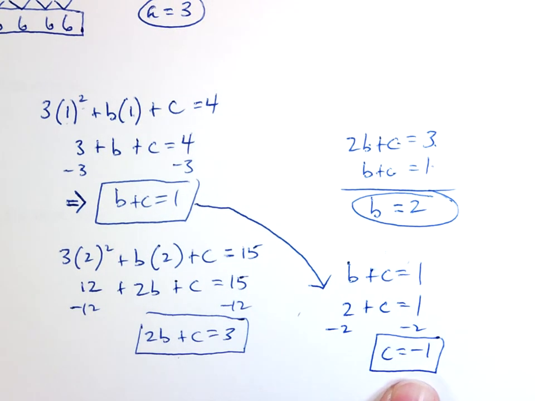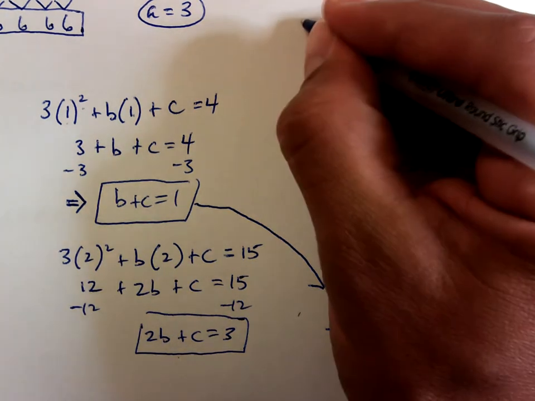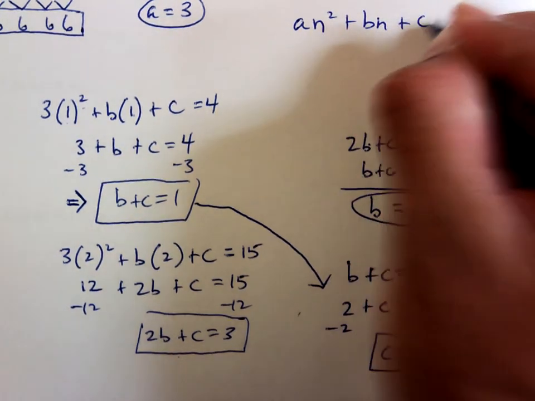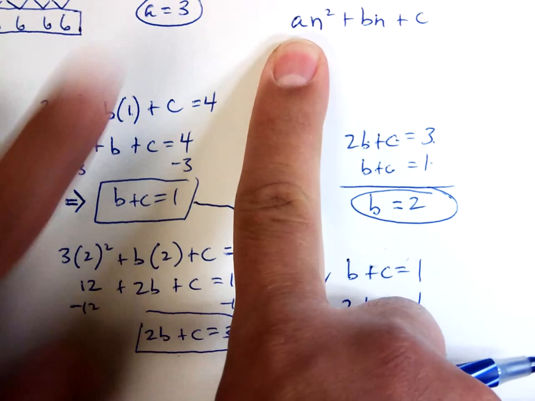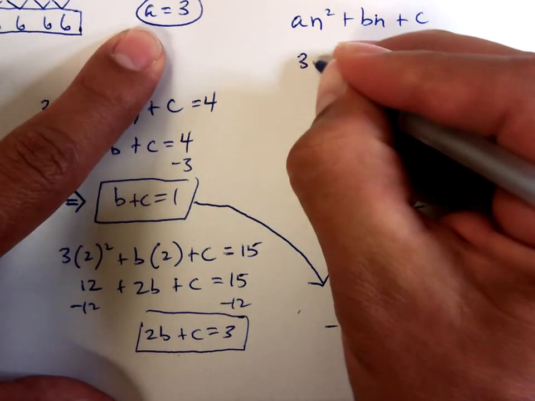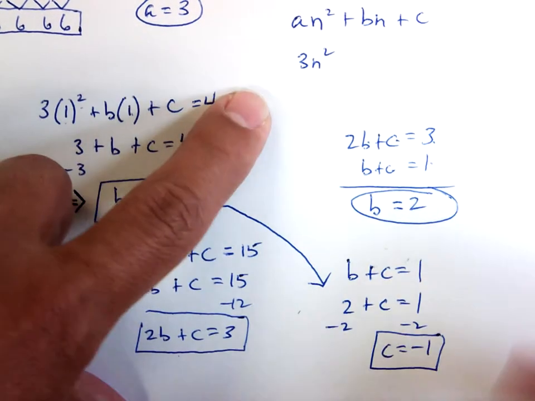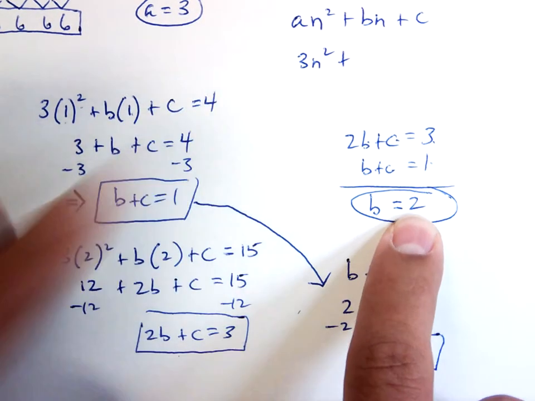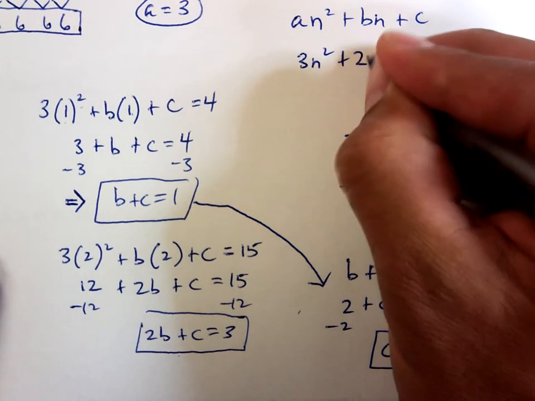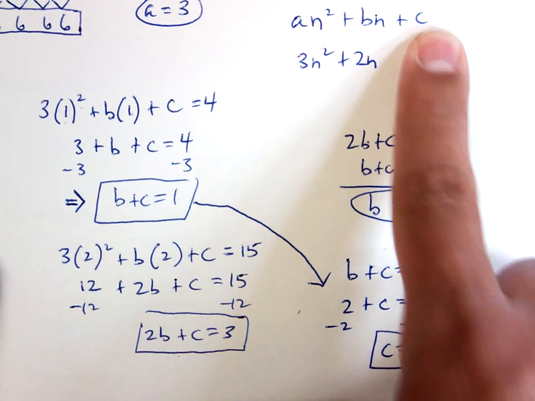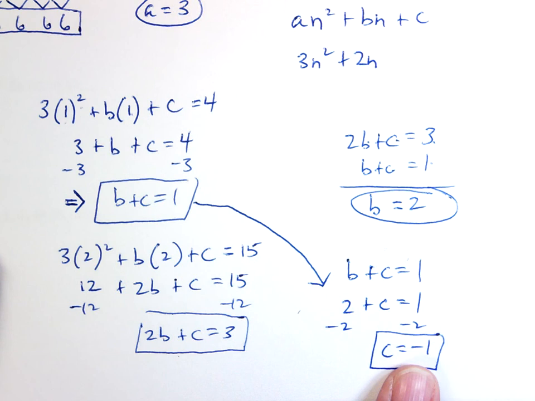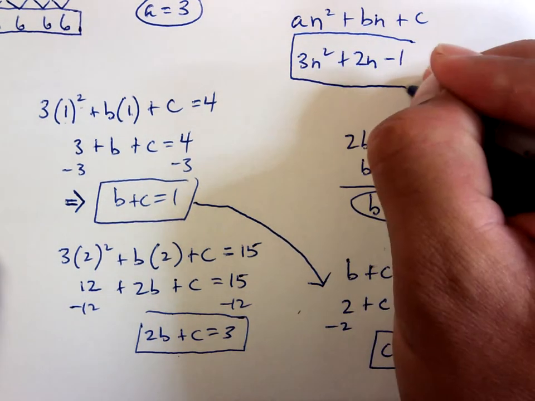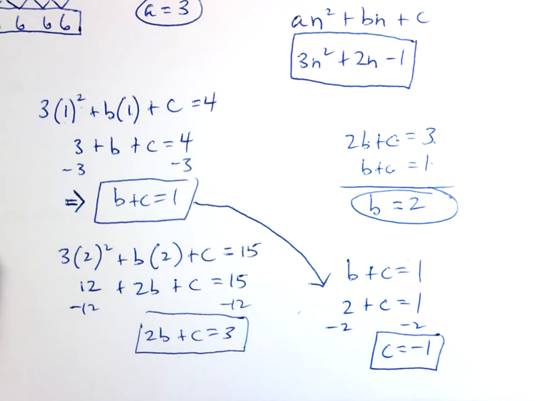Alright. a equals 3, b equals 2, c equals negative 1. So now I just plug in. Remember, I'm going to write it into this formula: an squared plus bn plus c. The a was 3, so it's 3n squared plus b times n, but b we figured out was 2, so plus 2n, and then plus c, but c was negative. We're not going to say plus minus 1, we're just going to say minus 1. There's my rule. We'll do more of these in class.